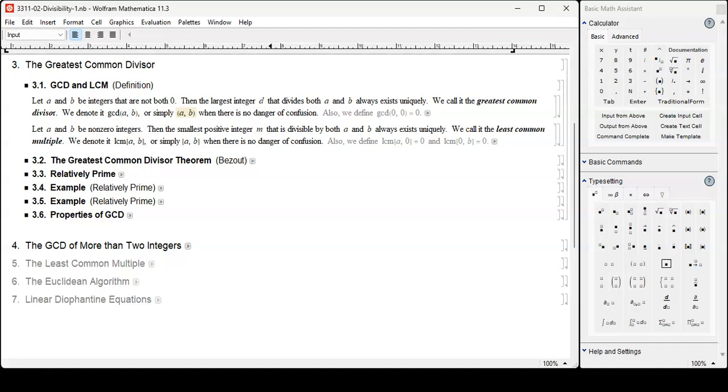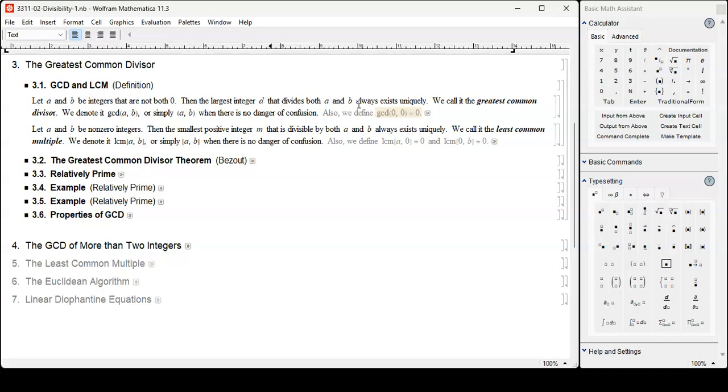Now what if A and B are both 0? In that case, we can define the GCD as 0. That's standard. But not everybody agrees. Some people skip this altogether and do not consider the 0 case at all, like our textbook author. Me, on the other hand, I'd like to keep it. So either way it works out, so it's not that big a deal.